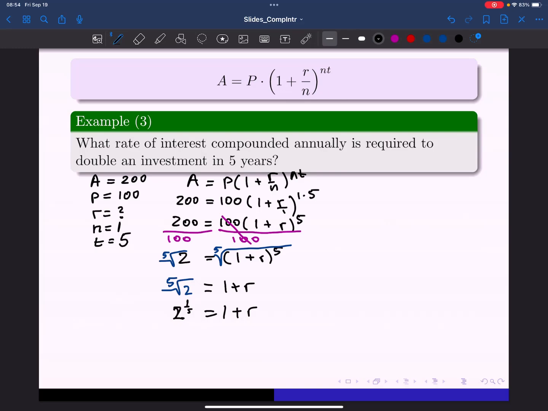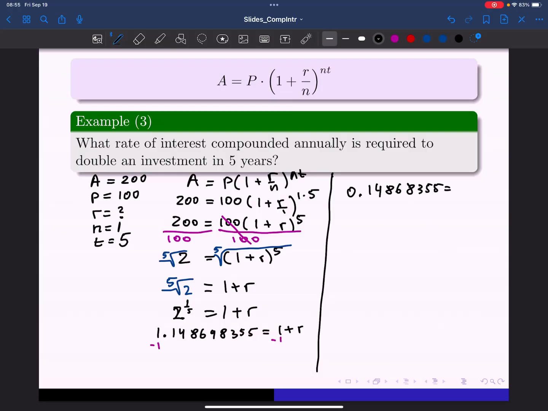When I type on the calculator 2 to the power 1/5, I'm getting the number 1.148698355 is equal to 1 plus R. Then to solve for R, we subtract 1, and we have 0.148698355 is equal to my R.